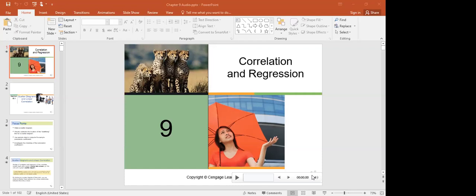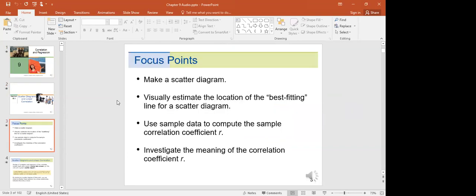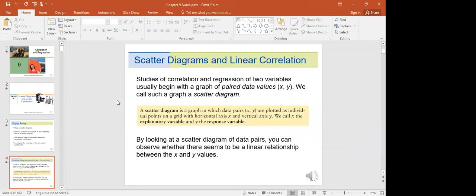So we are going to go over chapter 9, which is on correlation and regression. Correlation studies the possible relationship between two variables, X and Y. X is generally considered an independent variable and Y is considered a dependent variable. In some cases, there could be more independent variables, and we call it a multiple correlation.